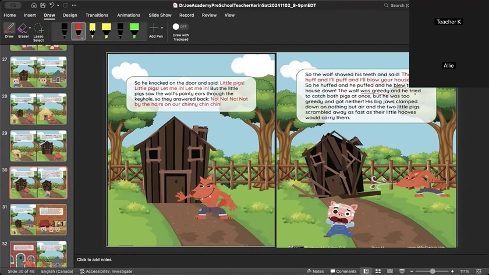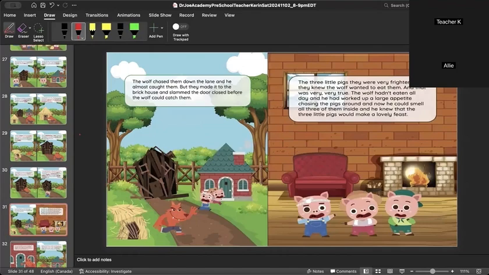So the wolf was greedy, he tried to catch both pigs at once, but he was too greedy and got neither. His big jaws clamped down, and they scrambled away as fast as their little hooves would carry them. Perfect. Good job. On to the next slide.